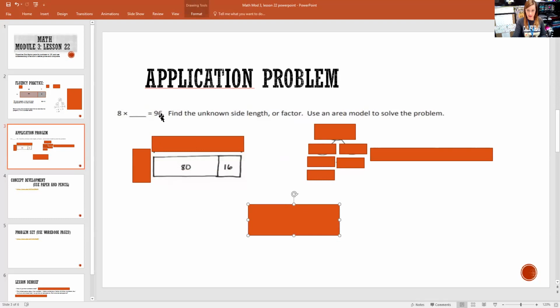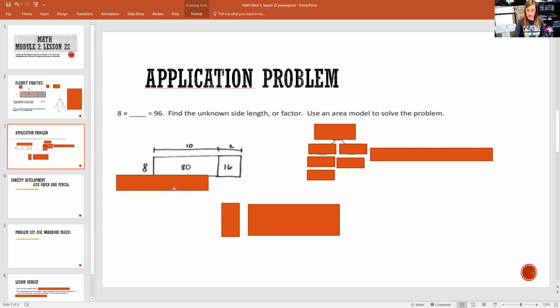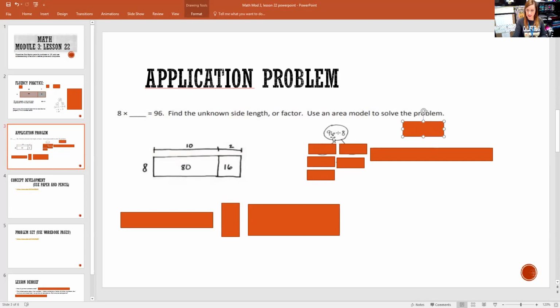So if I were going to write the number 96, I can put it like this, 80 and 16, so it's easier for me to solve. Okay. And then I'm going to put in my 8. And we're trying to figure out 8 times what gives us our 96. So if I'm looking at it this way, here's my division problem, 96 divided by 8. Okay. I have 80 divided by 8 and 16 divided by 8.